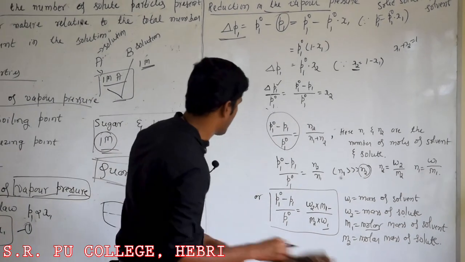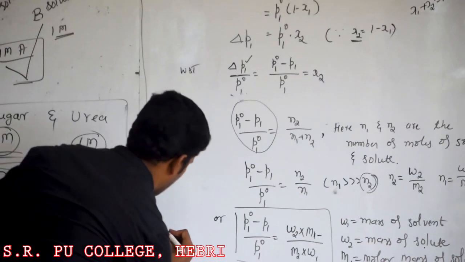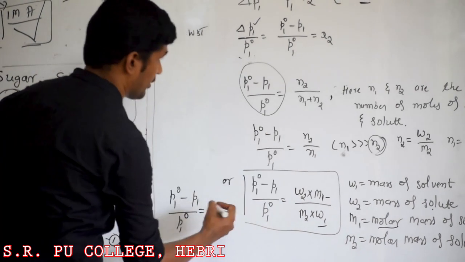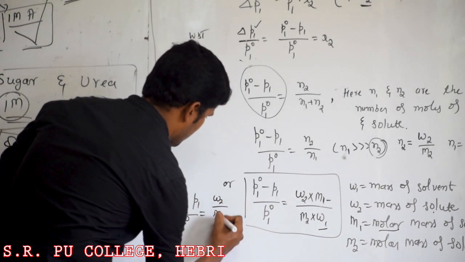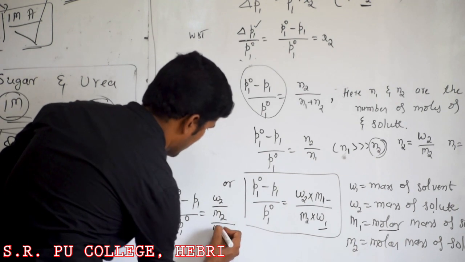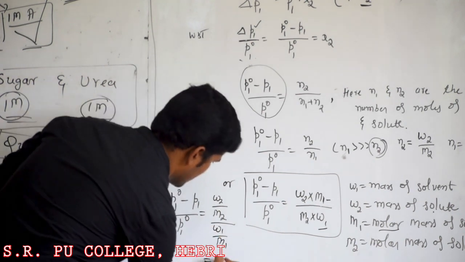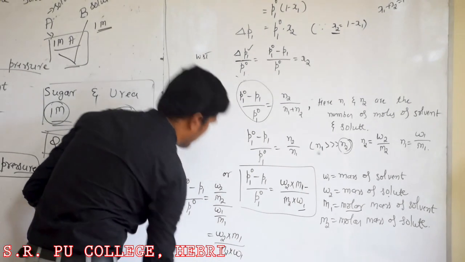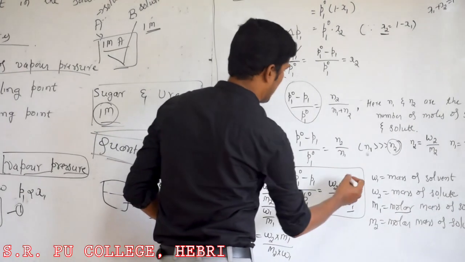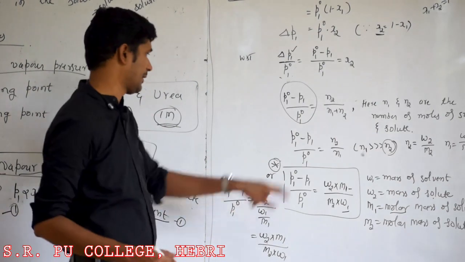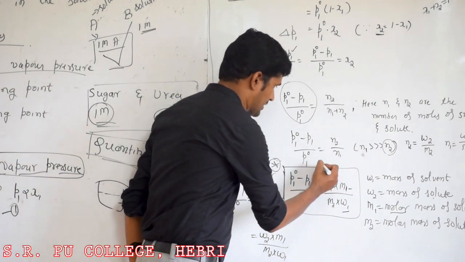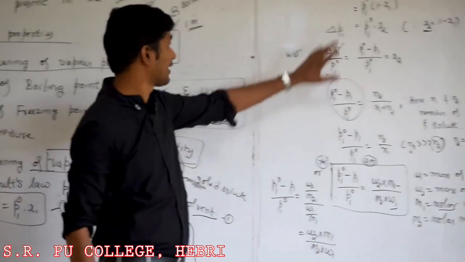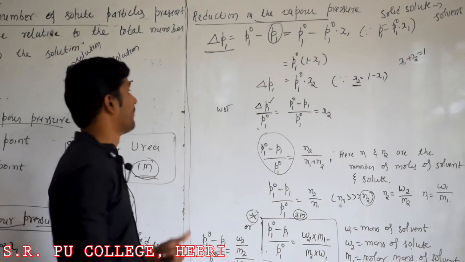If we substitute here, I will write (P1 naught minus P1) divided by P1 naught is equal to, what is N2? W2 by M2. What is N1? W1 by M1. So what you will get? W2 into M1 divided by M2 into W1. This is the final expression. This is very, very important for your calculations. Problem based on this will be asked for 3 marks. In your competitive exam also, this equation is very, very important. This is about relative lowering of vapor pressure.